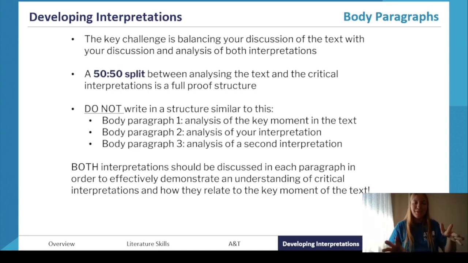So this is how not to write if you follow a structure similar to this. Body paragraph 1 might be to do with analysis of the key moment in the text. Body paragraph 2 might be some analysis of your interpretation. And body paragraph 3 might be your analysis of a second interpretation from your supplementary reading.